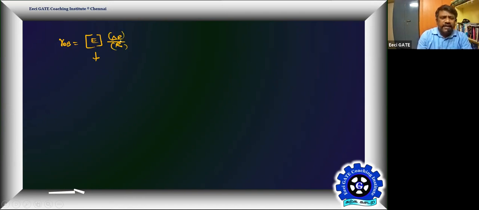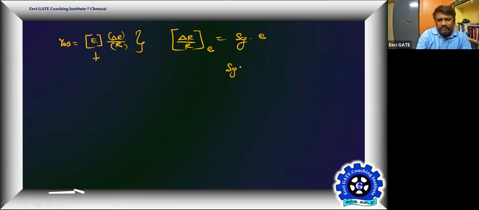In this equation, delta R by R is purely because of strain. That is equal to the gauge factor into the strain, because the gauge factor is equal to delta R by R divided by the strain, delta L by L. That's how we took it, so we didn't consider any temperature effect. Therefore, there is a chance of getting trapped if we go by this route. So let me take a different route.